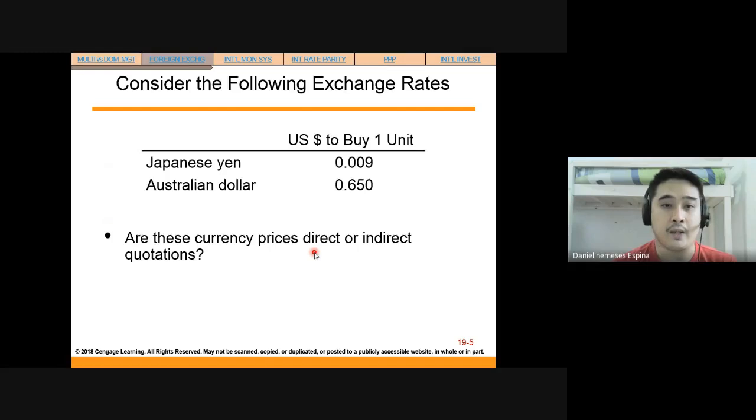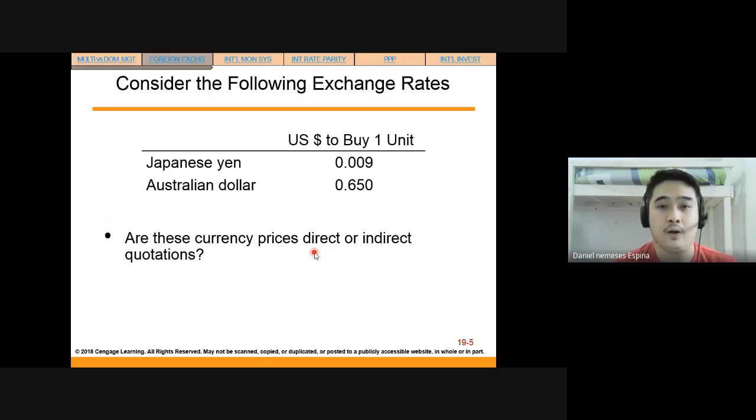If they are working in Japan, the yen must be converted into Philippine peso. Or if one of your relatives or your parents are working in the United States, the money that they are sending here should be converted into Philippine peso. Of course, the exchange rate will depend on the demand and supply for that currency. So let's have an example of the Japanese yen and the Australian dollar.